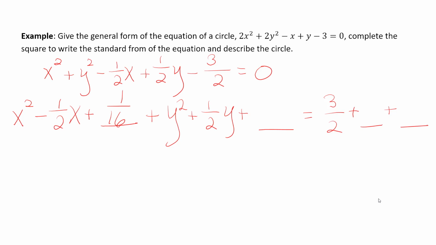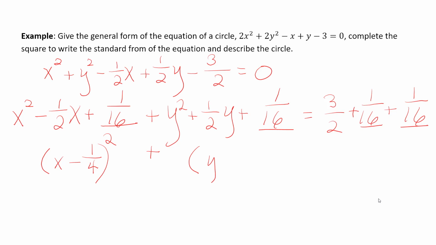Then for the y's, same thing. The coefficient on y is 1/2. We're going to take half of it, which is 1/4, and then square it, which is 1/16. And then since we added 1/16 and 1/16 on the left side, we have to do the same thing on the right side. All right, so now we can rewrite the left side as two perfect square binomials. So the x's are going to be x minus 1/4 quantity squared, and then the y's are going to be y plus 1/4 quantity squared.